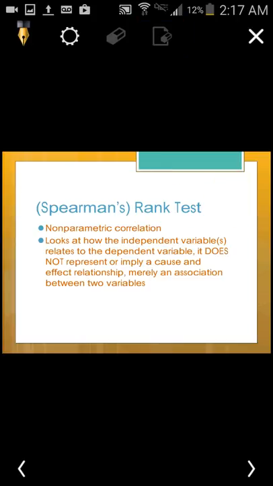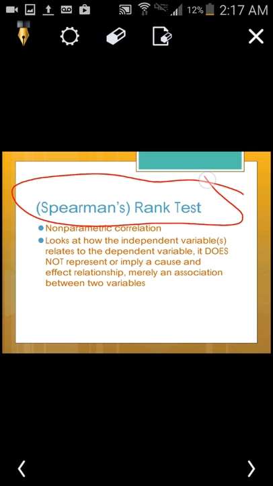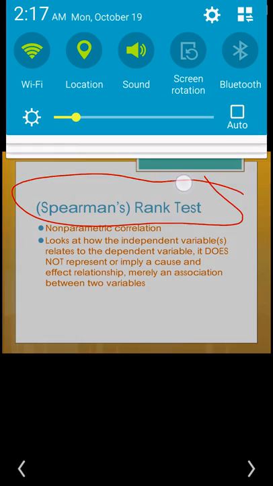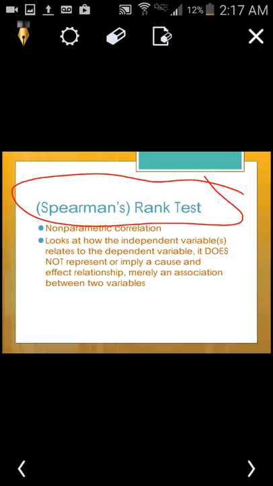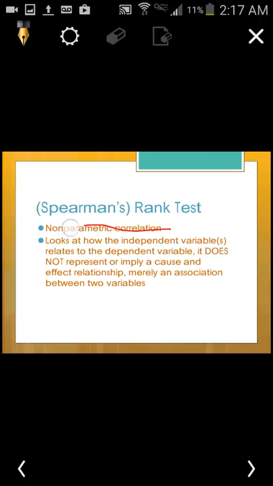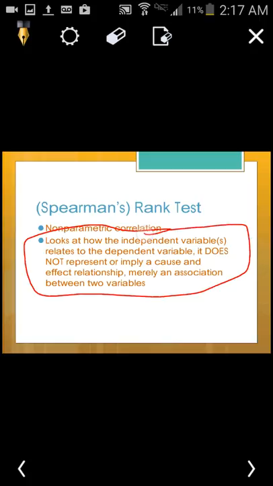Spearman's rank test. What is it? Non-parametric correlation. So you're not meeting one of those three categories, or maybe all three aren't met. It's non-parametric. Look at how the independent variables relate to the dependent variables.